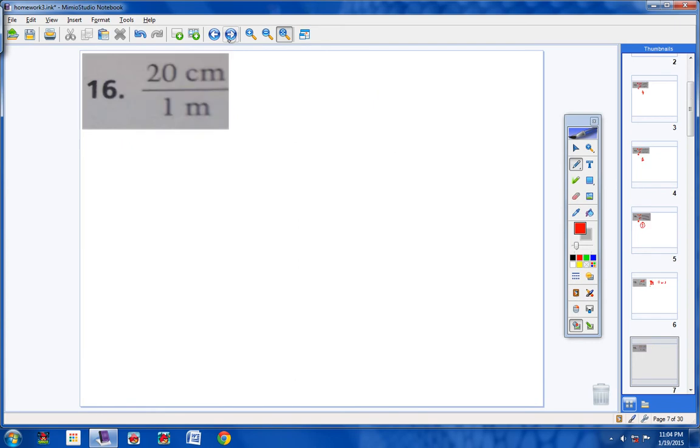Alright, number 16. Now understand something in case you're a little weak with your metrics. 1 meter equals 100 centimeters. Okay, so we have two choices. For 200 centimeters, we could put 0.20 meters, and we could over 1 meter. I really don't want to have a decimal within a fraction. That's really going to be a pain.